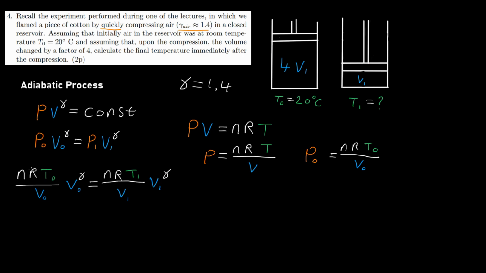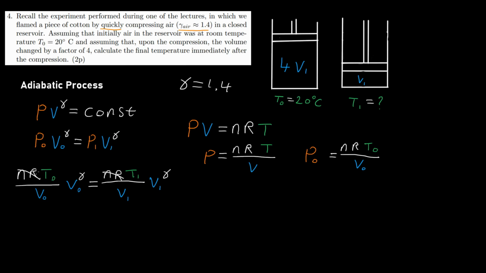Now N and R are just remaining the same, so N and R are constants, so we can just divide both sides of the equation by NR to cancel them.